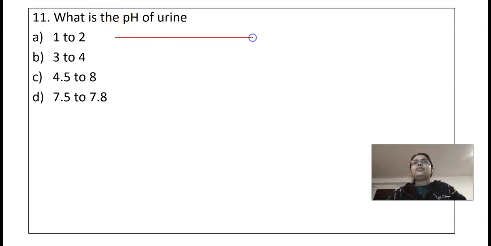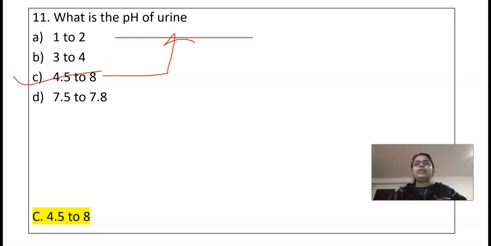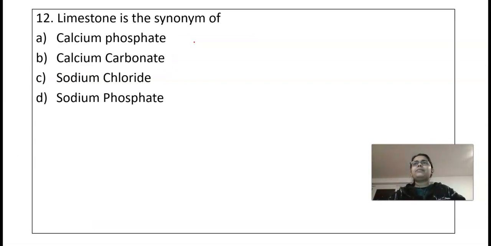What is the pH of urine? So basically they can ask you urine pH, blood pH or skin pH, anything. So that basic thing you have to study well. So the correct answer for the pH of urine is C, 4.5 to 8. That is the pH of urine. That means it comes under slightly alkaline conditions. Acidic but slightly alkaline.